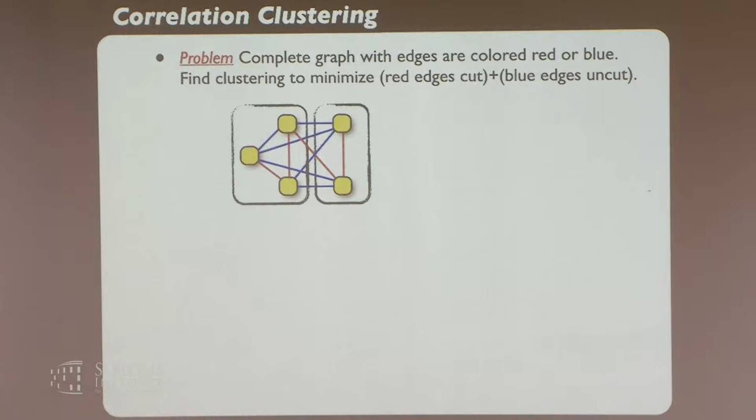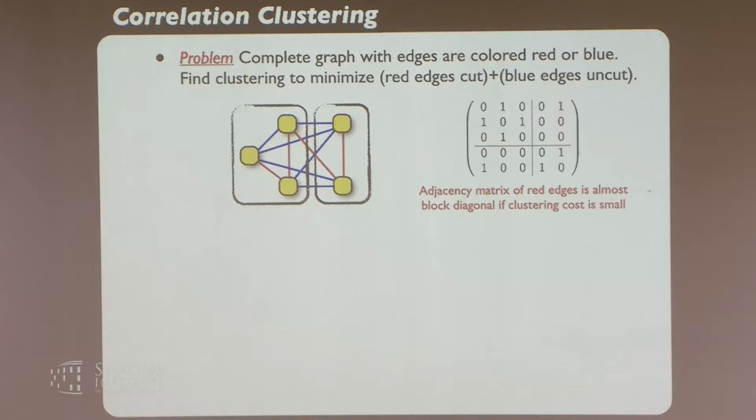Okay. So if I cluster these 3 on the left here and those 2 on the right there, then how many red edges did I cut? Well, just this red edge. How many blue edges were uncut? Well, there's no blue edges internal to this one. There's 1 blue edge internal here. So I'll cut 1 red edge and not cut 1 blue edge, so this quantity will be 2. For this graph, that's actually optimum.